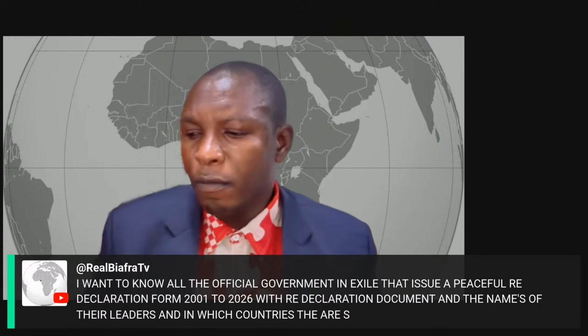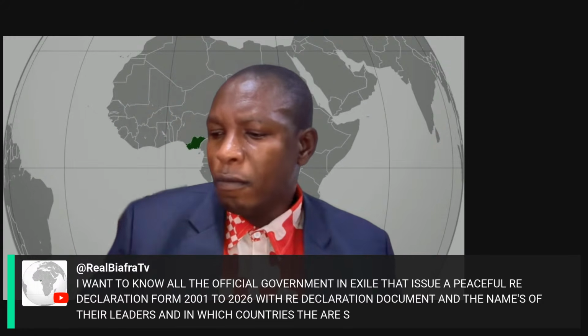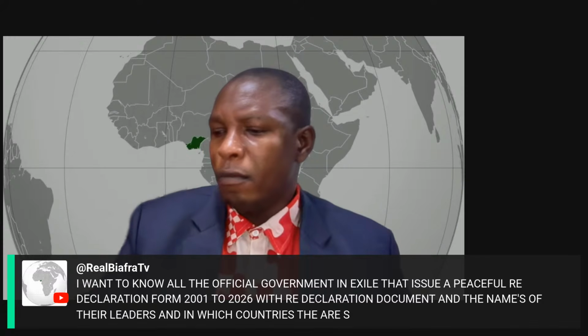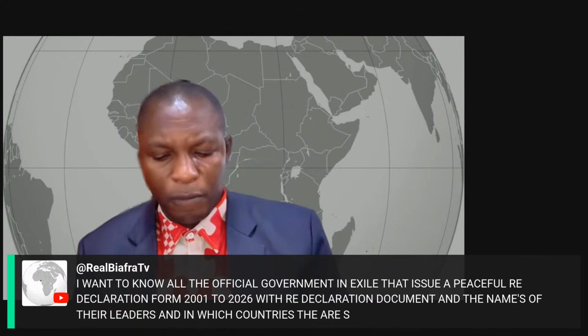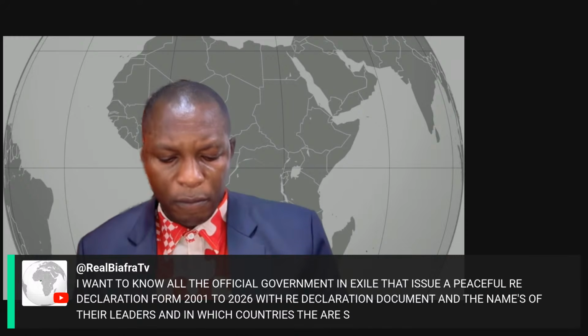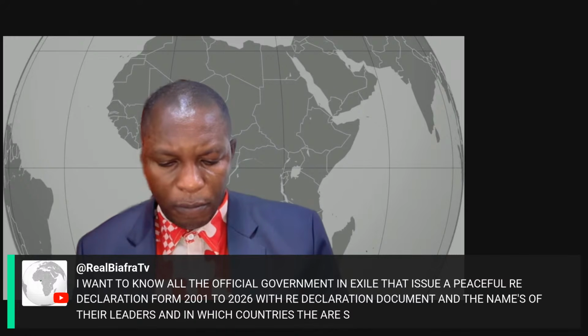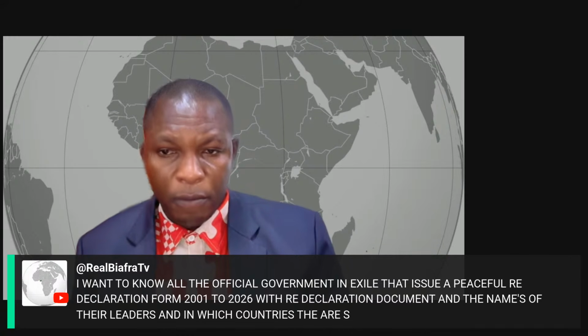In the 21st century, the most prominent and recent example of a government in exile issuing a peaceful redeclaration of a lost country is the United States of Biafra, USB. This movement represents a modern application of the legal principles of restoration and state continuity, moving away from the 1967 model of unilateral secession and toward a 2024 model of peaceful administrative reclamation.